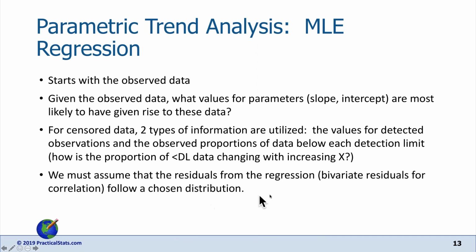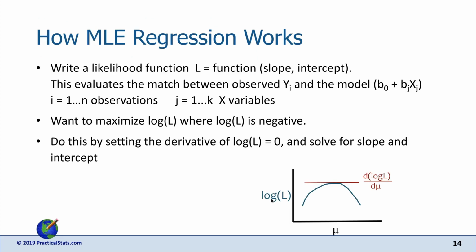And we're going to assume, because this is regression, that the residuals from the regression have a particular distribution. So it might be a normal distribution. Most of the time with environmental science, you'd be picking something that was skewed, more like a log normal distribution. So we'll choose one of those. And so this is an optimization procedure with maximum likelihood.